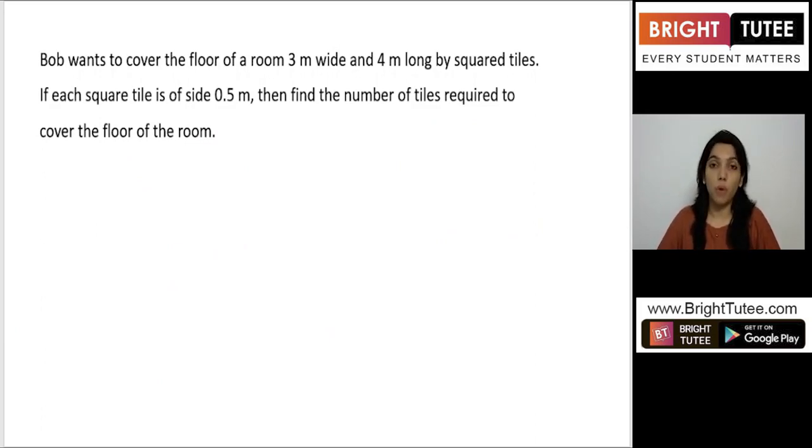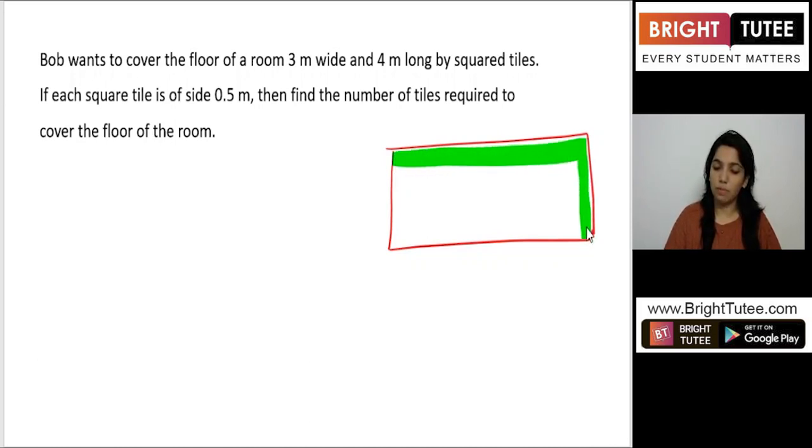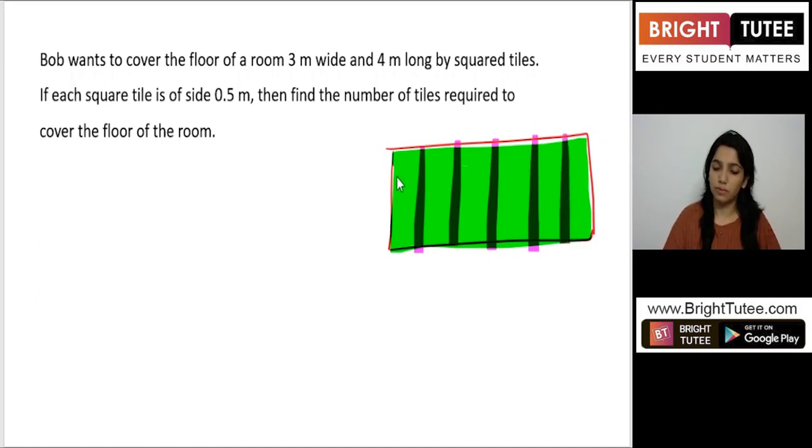Now the question says Bob wants to cover the floor of a room 3 meter wide and 4 meter long by square tiles. So I hope you have understood this much. Say this is the room. In this particular room he is going to put some tiles. And what type of tiles is he using? These tiles, I'll just draw with another color. So on this particular floor, he wants to put certain tiles. The tiles that he is willing to put are going to be square tiles. So let me make some squares here.